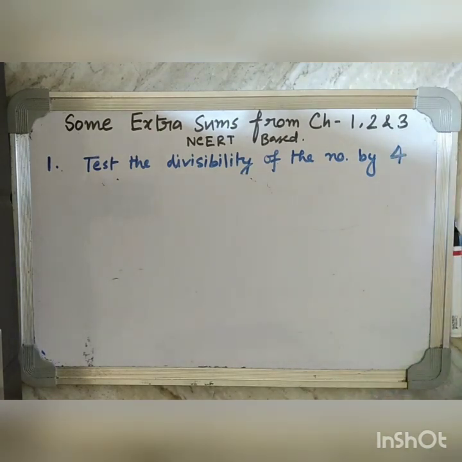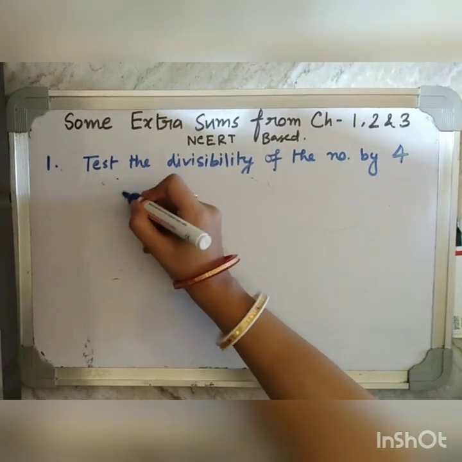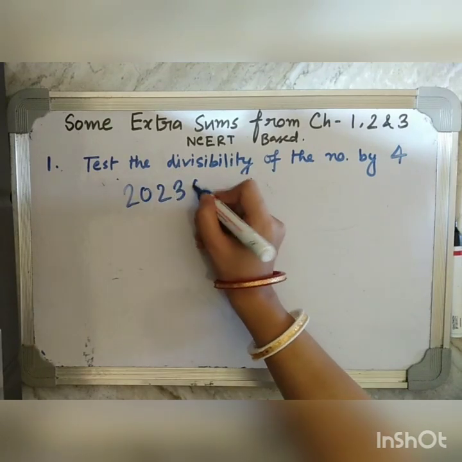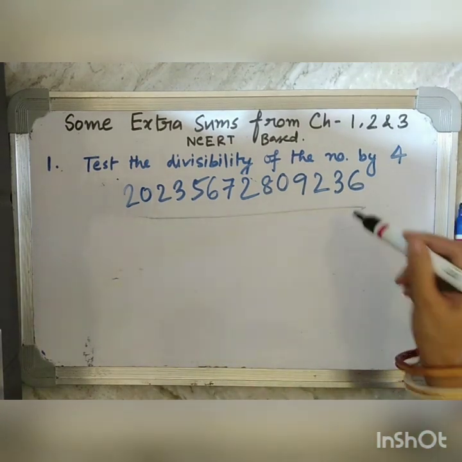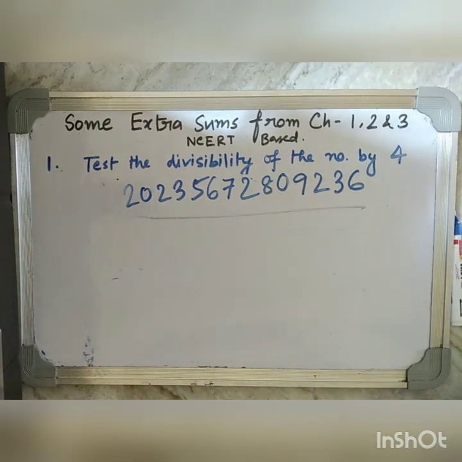Now we will check the divisibility of the given number by 4. This is the given number, which is also a very big number, and if we again start dividing it, it will take a long time to finish the division. So here also we will apply the rule.